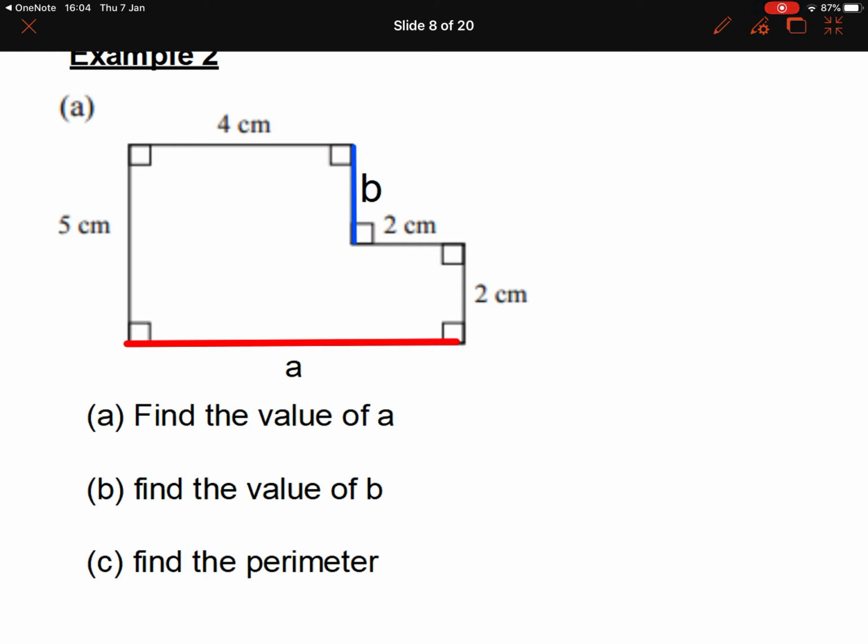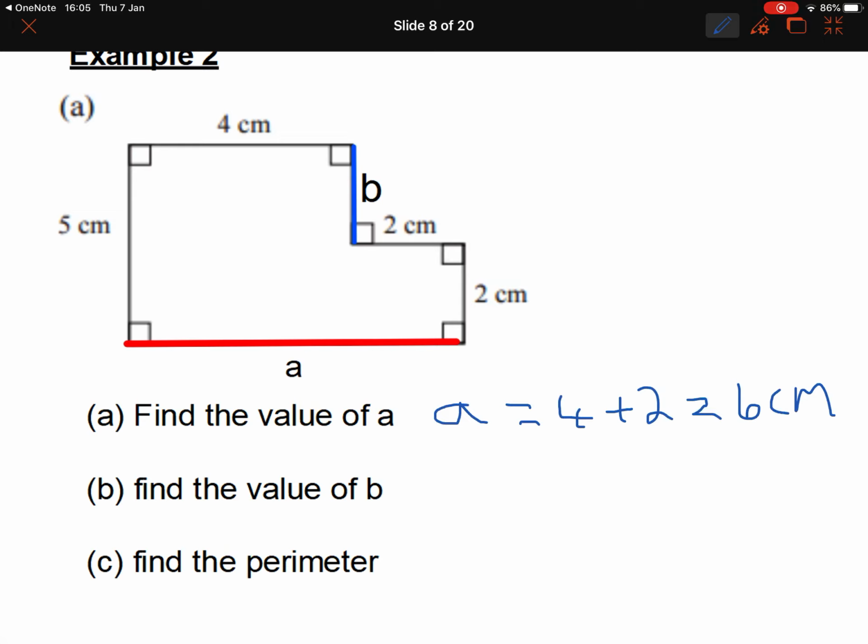So to calculate A, we understand that this is the distance from corner to corner in A. Now, if you look above, okay, the length from this corner to this corner is 4 centimeters, and the length from this corner to this corner is 2 centimeters, okay? If I add them together, I'll get the length of A. So therefore, A is equal to 4 plus 2, which is 6 centimeters, okay?